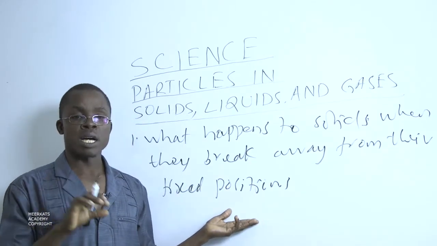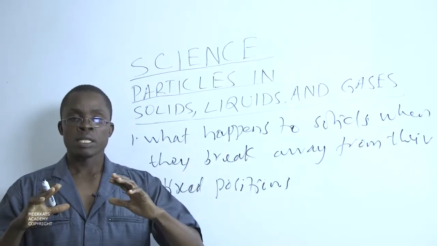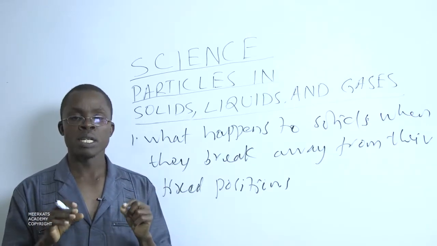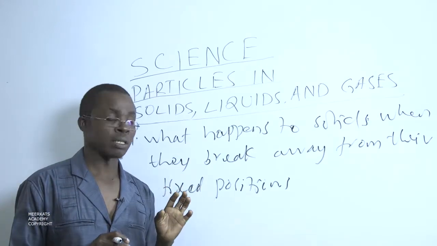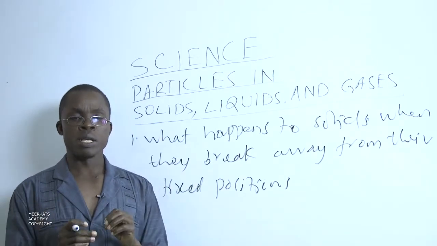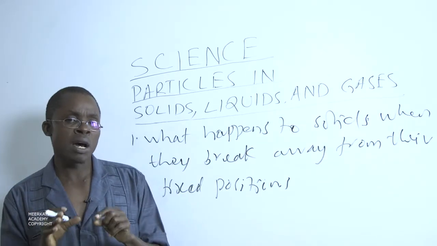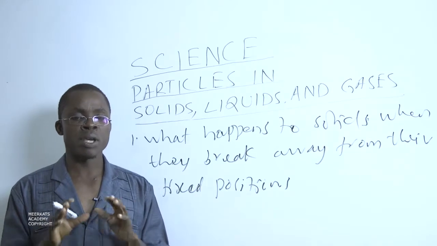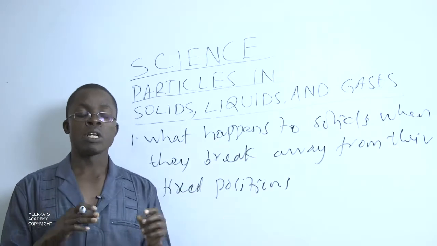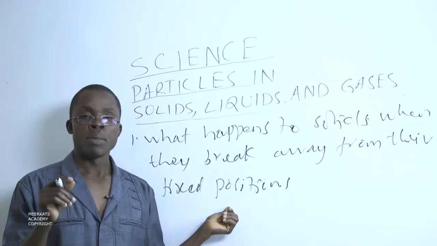Looking at our model diagram, we say that particles in solid state are held tightly together. This makes them not able to move but vibrate in a fixed position. So this question is asking, what will happen to these solids when they break away? That is, instead of vibrating in a fixed position, they are now allowed a different behavior. Because when they break, it means they will no longer vibrate in a fixed position, they will now be able to move. What will happen is the solid melts.